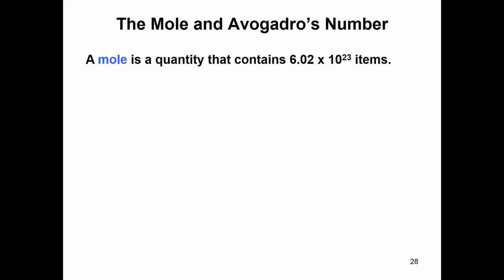A mole is any quantity that contains 6.022 times 10 to the 23rd items. So think about that number, to the 23rd power. That is a very, very large number. So think about moving your decimal place over 23 times. That's why it's easier for us to look at this as a mole. This number is called Avogadro's number.